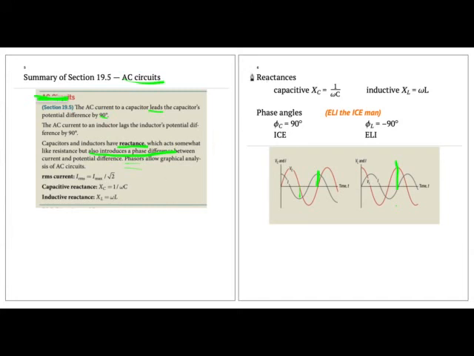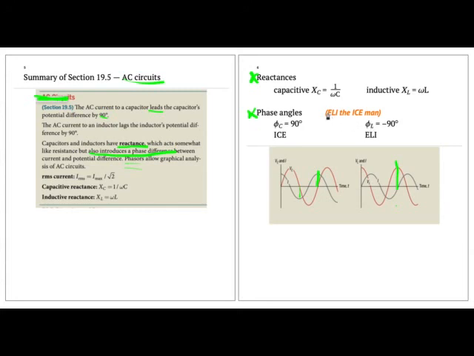All right, so here are some equations that you're going to need for the problems. You'll need the equations for the reactances. The capacitive reactance is 1 over omega C. The inductive reactance is omega L. And as for the phase angles, for a capacitor, the phase angle is 90 degrees. And for an inductor, the phase angle is minus 90 degrees.